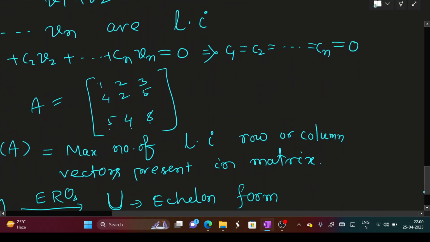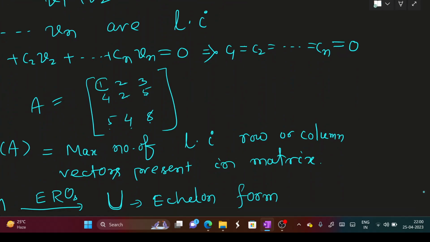What is my first pivot? This is my first pivot. What should I do? I should make all the elements below the first pivot 0. So R2 minus 4 R1 stored in R2. Another is R3 minus 5 R1 stored in R3.